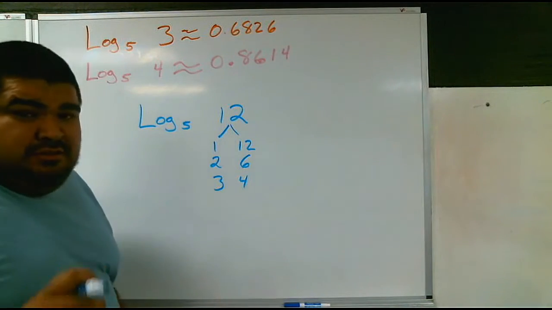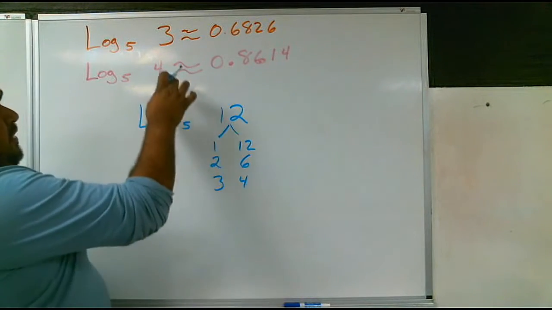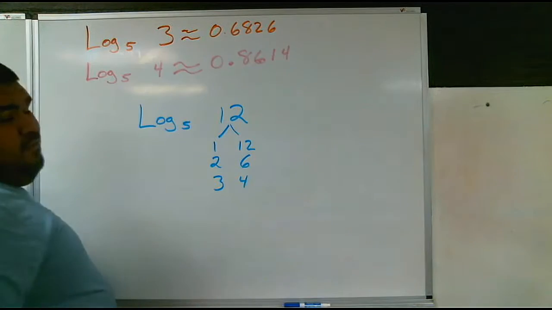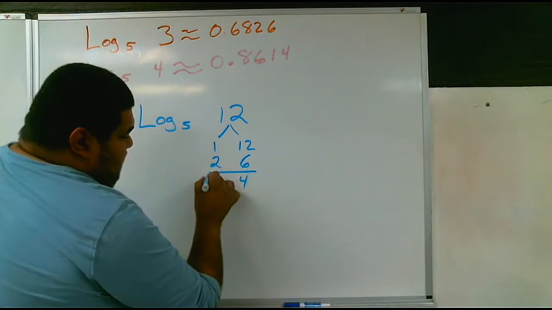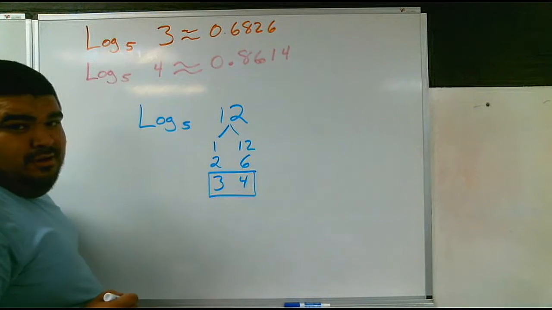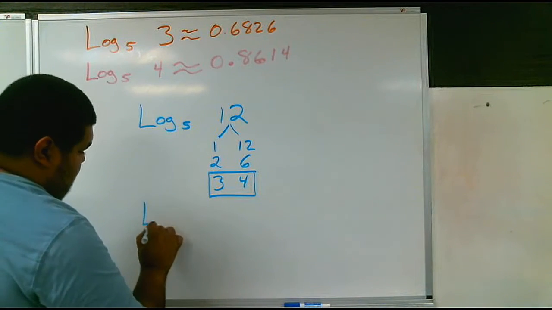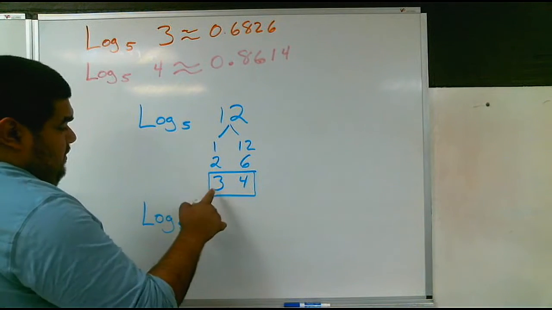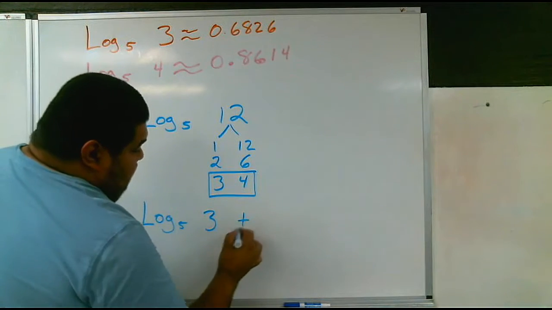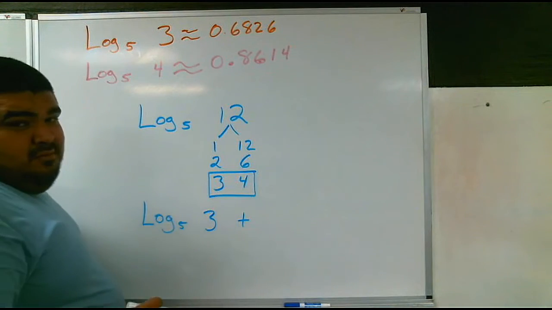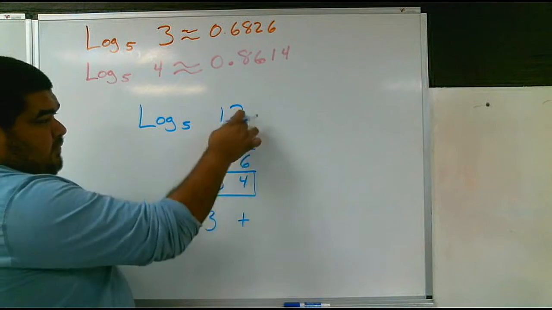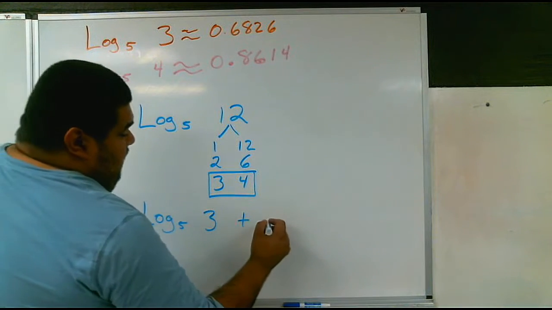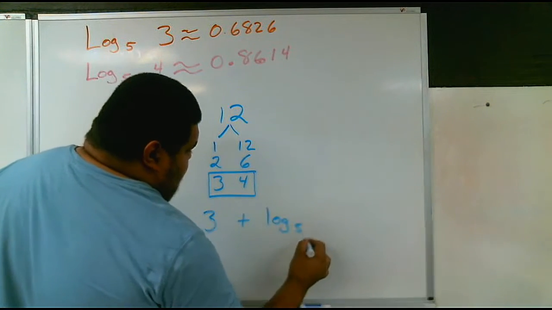Make it simple on yourself. Notice that the rules pretty much already give us 3 and 4. So the ones we're going to use are 3 and 4. So we're going to have log base 5 of 3 plus, because remember, we broke it down. The opposite of multiplication, because we multiply 3 times 4 to give you 12, is adding. So log base 5 of 3 plus log base 5 of 4.